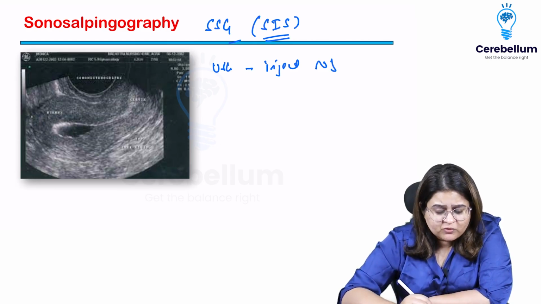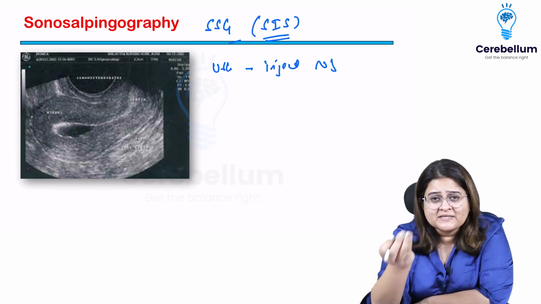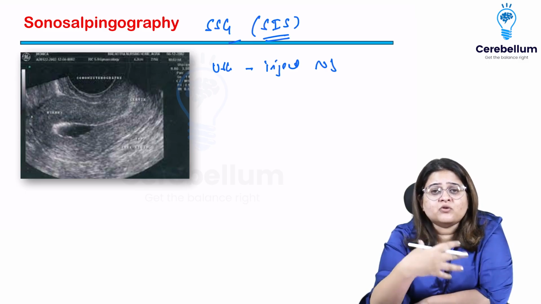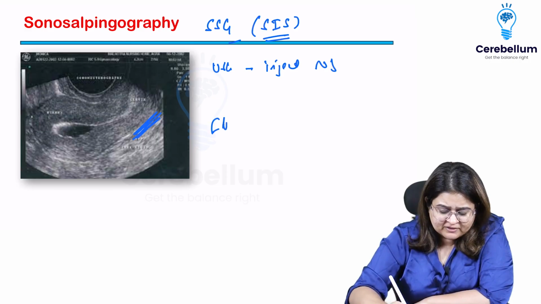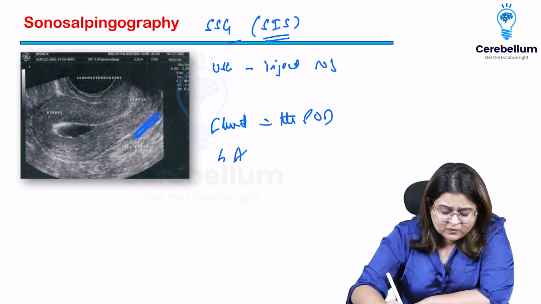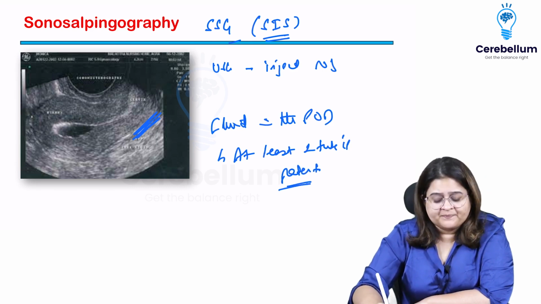Then it will go into the tubes, but we don't see it going in the tubes because the tubes are very, very thin. What do we see? We see the fluid in the pouch of Douglas behind the uterus. So if you see fluid in the pouch of Douglas, you know that at least one fallopian tube is patent.